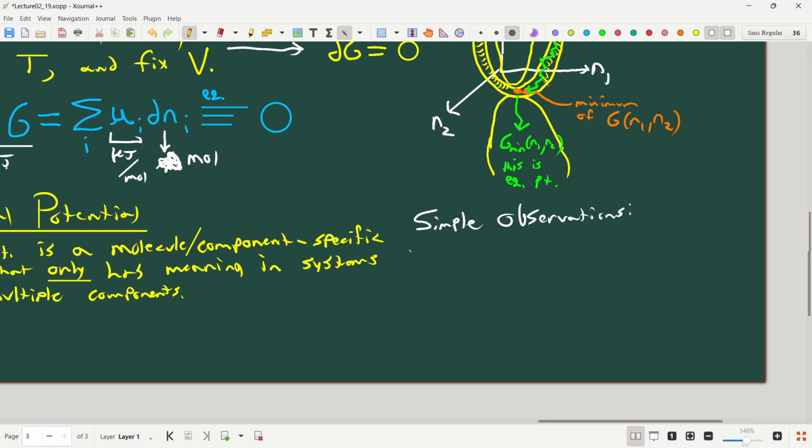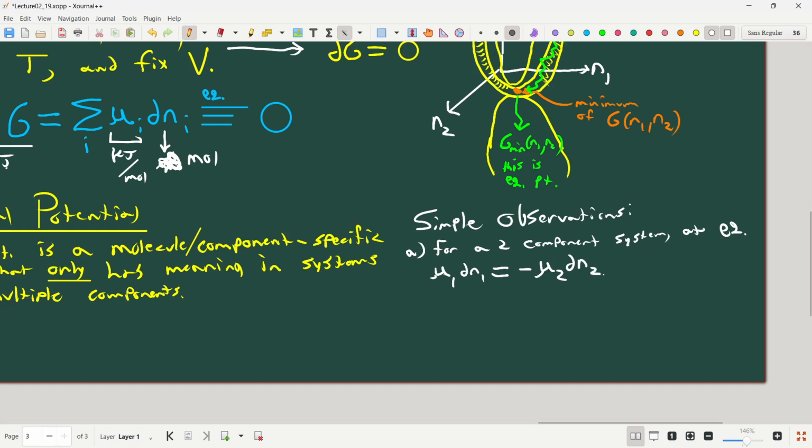And the idea is, just some simple observations. The first thing we'll look at is that for a two-component system at equilibrium, the chemical potential of the first one times the change in the moles of the first one is equal and opposite to the chemical potential times the change in the moles of the other one. That should make a lot of sense, right? Every change that you make, if you only have two choices and it's at equilibrium, if you make one go up, the other one has to go down.